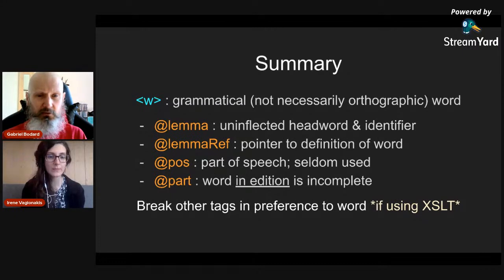Anything you think should be added, Irene? Do you want to defend people who want to break words? No, it's fine. Okay, fine.